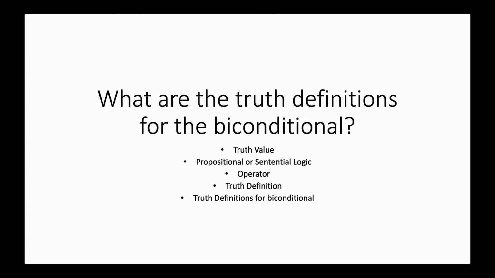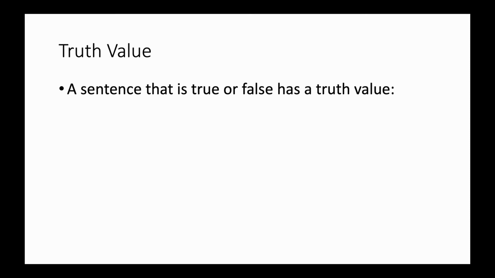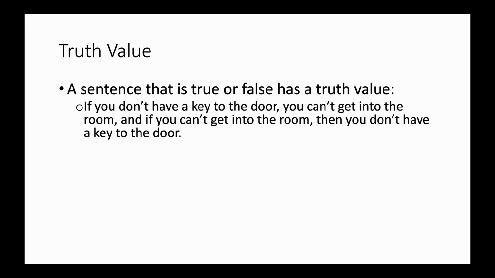In this video, we answer the question, what are the truth definitions for the biconditional? To facilitate our work, we're going to do a little bit of review, beginning with the concept of a truth value. A sentence that is true or false has a truth value. In other words, a sentence's truth value is its truth or falsity.